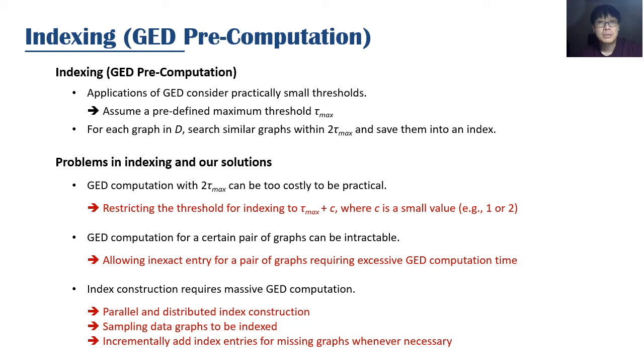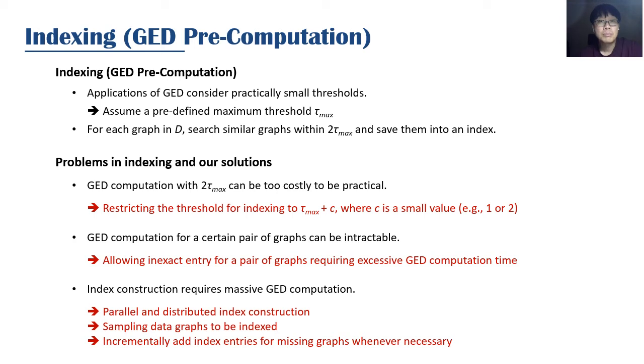Given a maximum threshold tau max, we need to compute GEDs within 2 tau max by our first observation. Therefore, index building is in fact the self-join problem with a threshold 2 tau max. We note that an index is built offline, and many online queries take advantage of the index. Nonetheless, excessive indexing time prevents the proposed technique from scaling to a large database. The following are the problems in indexing and our solutions.